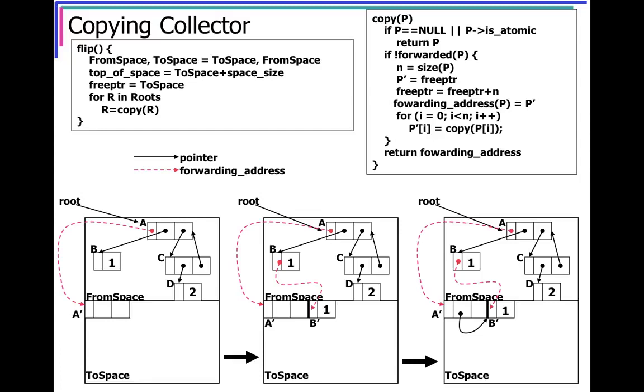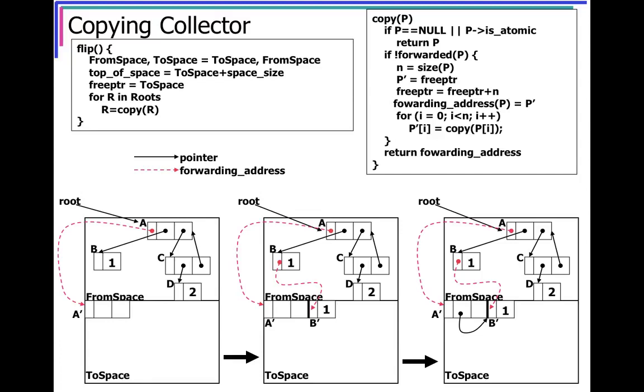The old object A, in its header, we're going to use some of the header space for the address called the forwarding address of A prime. This way we'll know that A has already been copied, and we know where we copied it to because we've stored its address in the header of the object. So we're going to need space in the header for these addresses.